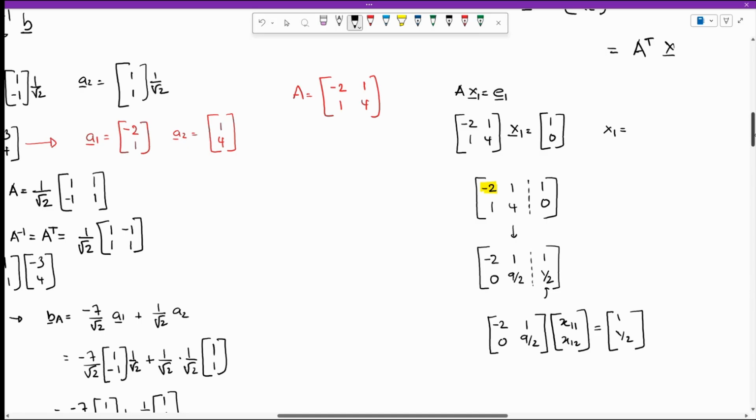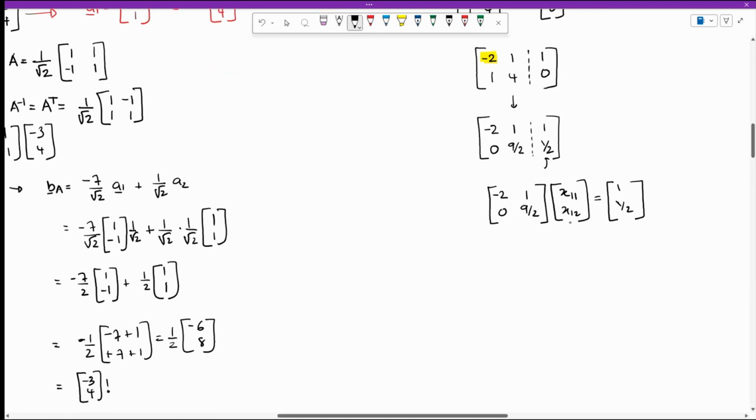This is easy to solve, right? Because the very last equation has only one unknown. That means x12 should be what? 9 by 2 x12 is half, which means x12 should be 1 by 9. And if x12 is 1 by 9, then 2 times x11 plus x12 equals 1, so 2 x11 equals 1 minus 1 by 9, which is 8 by 9. Like that x11 will be 4 by 9.